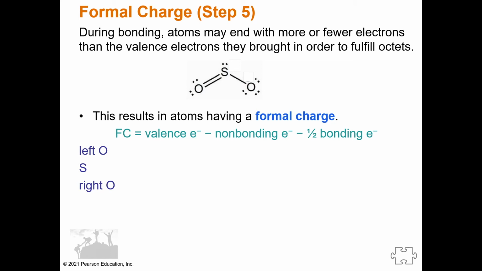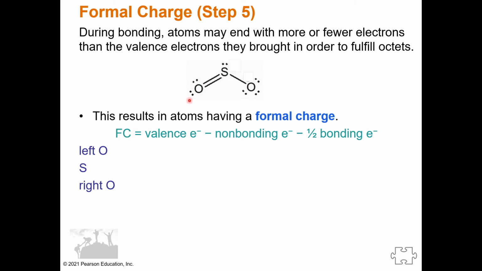Now let's say that you drew out your Lewis structure. And here we have SO2. You used up all the valence electrons, and each atom in the molecule has a complete octet. How do you know if what you drew is actually correct? Well, this is where we have our unofficial step 5, calculating formal charge. And here is the equation in doing that.